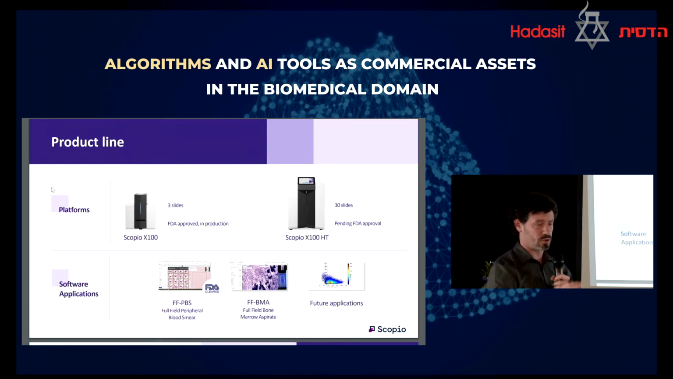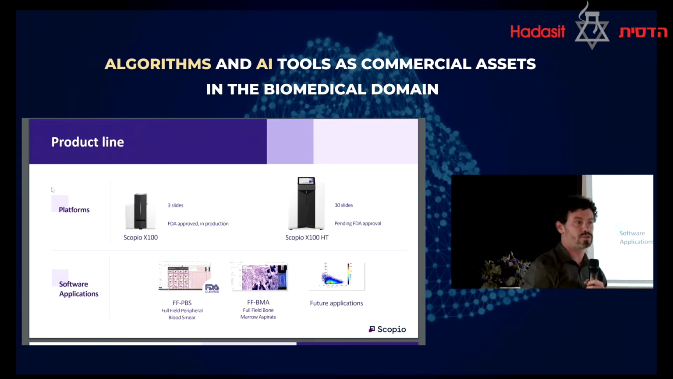Very briefly, just so you understand the hardware and software, I'm not going to dive into each application in depth, but we have two platforms using the same technology. One is called the X100. It's FDA approved, and it supports 3 slides. It's meant for small and medium hospitals. And the other one is the X100 HD, which stands for high throughput. It's pending FDA approval. It hasn't been approved yet, and it supports 30 slides. It's meant for larger facilities.